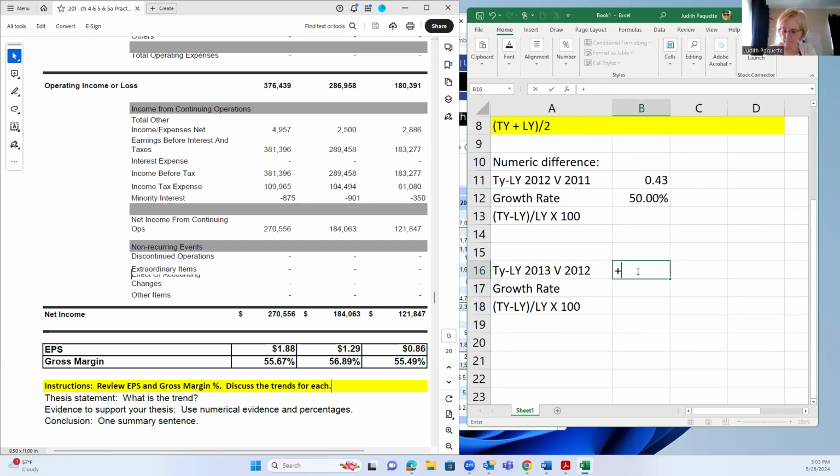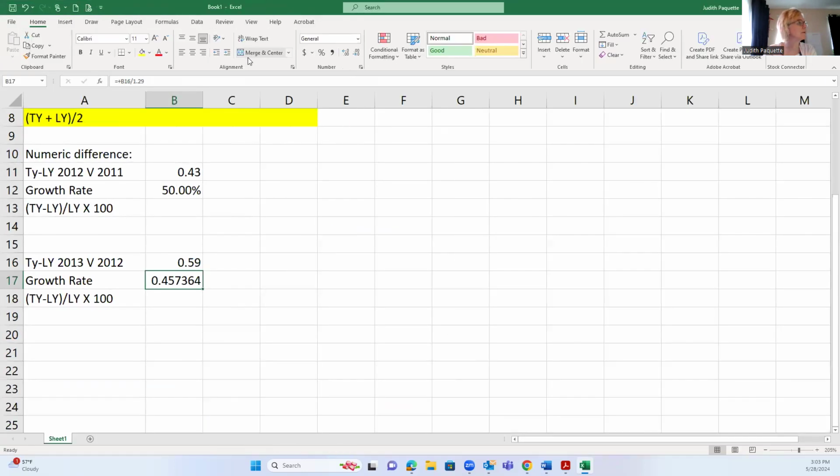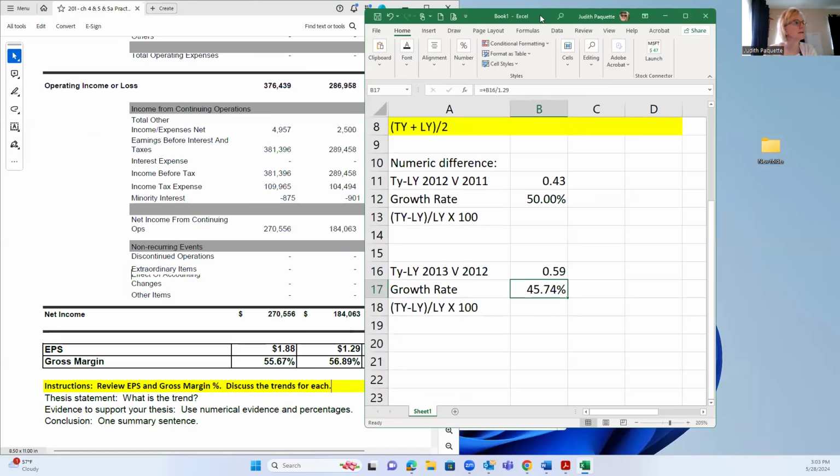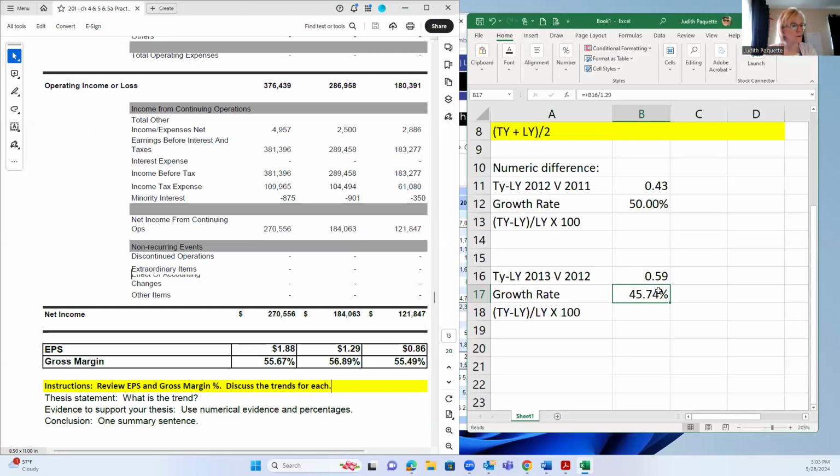188 minus 129. It was a 59-cent growth numerically. So that looks better than the previous year of 43. But now let's look at the growth rate, and we're going to compare it to $1.29. And what can you tell me about this? This growth rate is now, so the growth rate in 2013 compared to 2012 is 45.74.